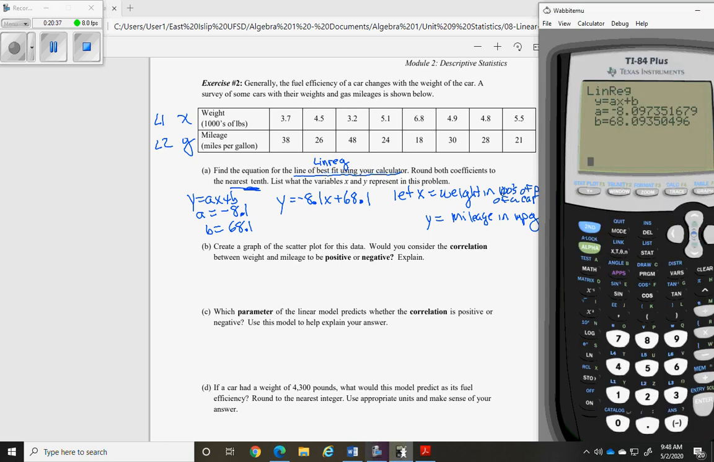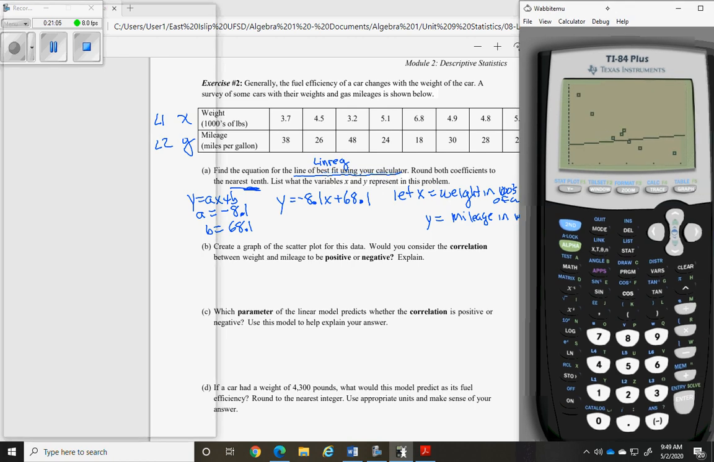So we go to... we got to plot it, so stat plot. I'm going to go to my first plot. It's on scatter plot. I'm just going to go to zoom 9 because it says zoom stat, and hit enter.